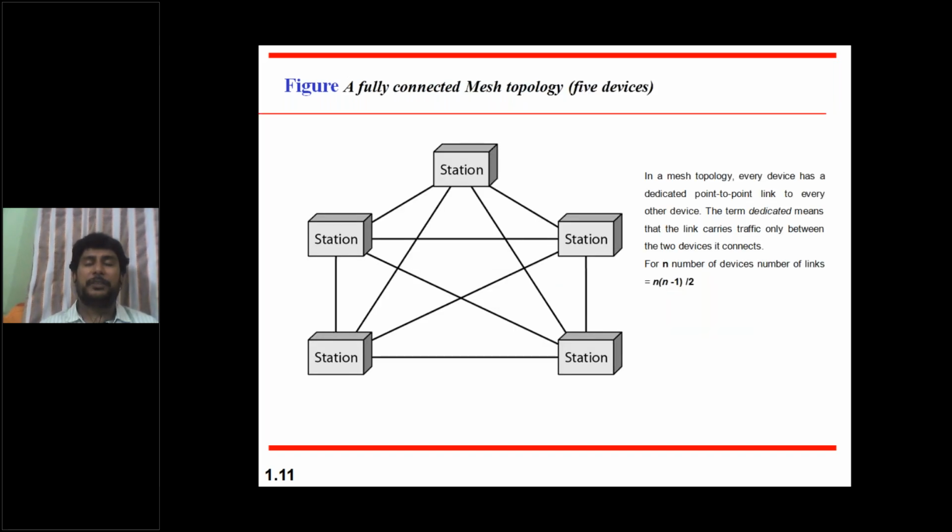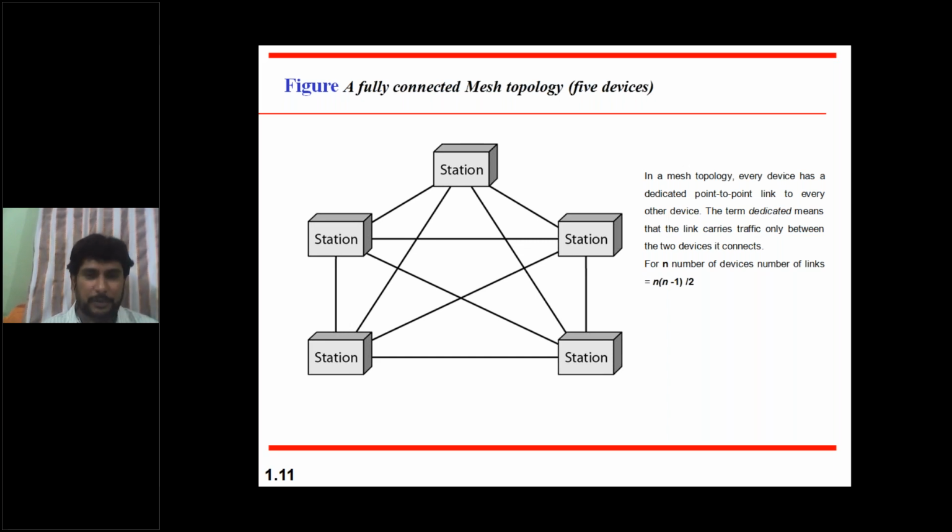This is the first type of topology in which every device is trying to connect to every other device in the network using a point-to-point link. Now, the advantage here is that the link will be exclusively dedicated to the particular stations. But what is the complexity? For n number of devices, the total number of links required is n into n minus 1 by 2.